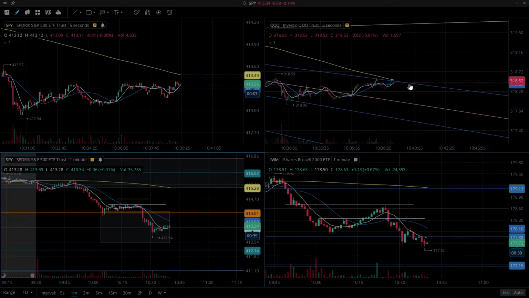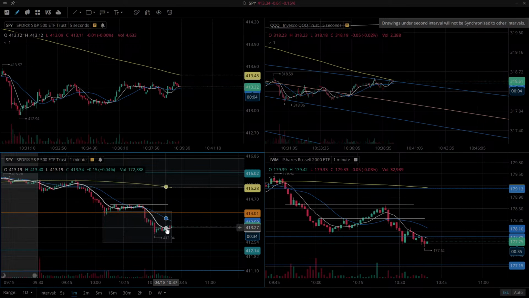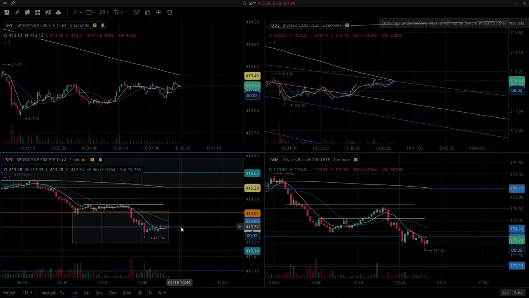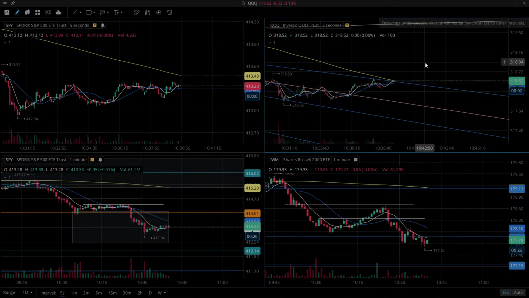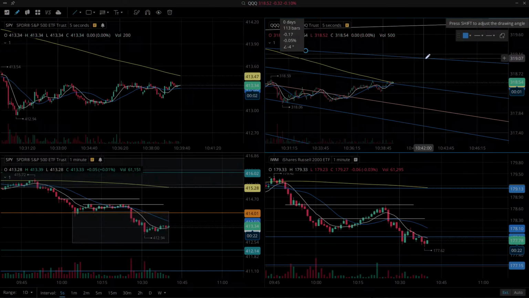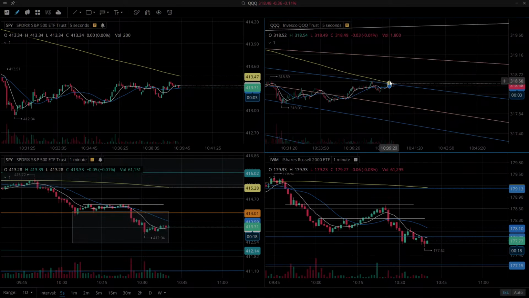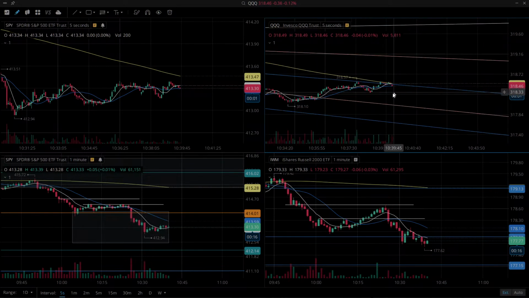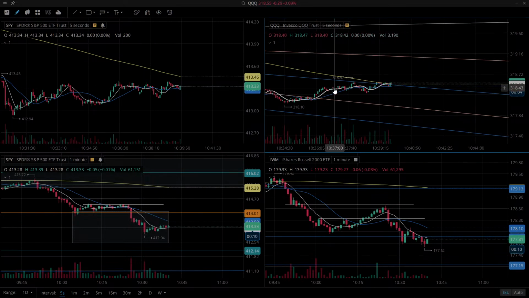All right, there's your quarter line. This is the if-this-then-that moment. This is your division of if this then that. And then I'm going to put in another eighth line, hanging out right here. Make it a funky color. If we breach this, we go this way. If we reject here, we go this way. Real simple. Trade the break.